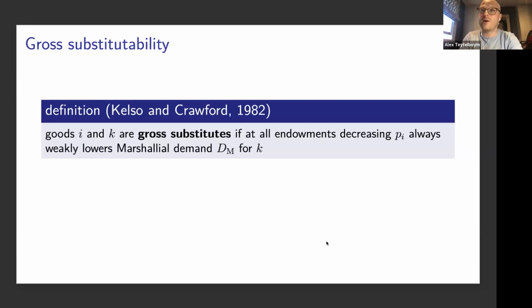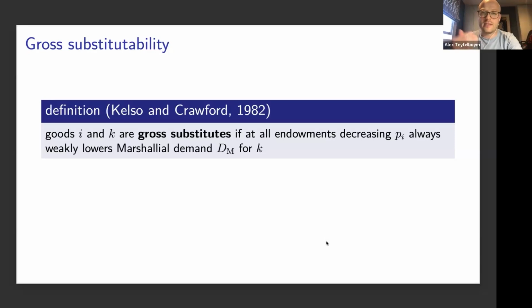So here the qualifier, as you will see, is not redundant because I'm actually imposing this condition on my Marshallian demand. But other than that, it is the same condition that Ravi has, for all endowments. So what does it say? That goods are gross substitutes if at all endowments, whenever there is a lower price of one good, that only weakly lowers the Marshallian demand for another good.